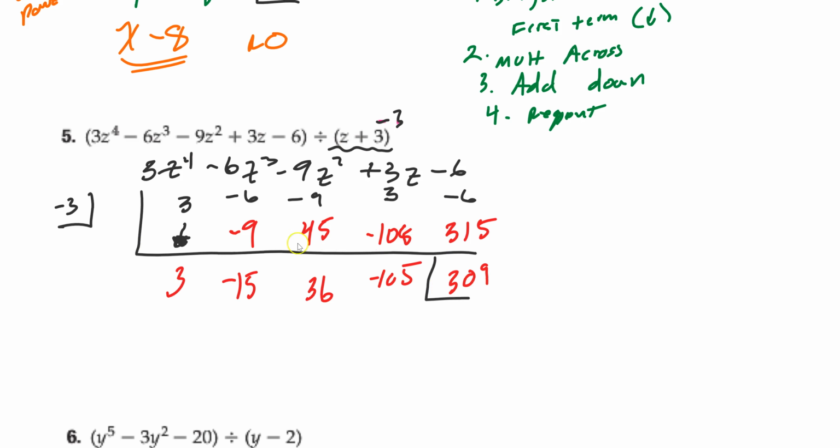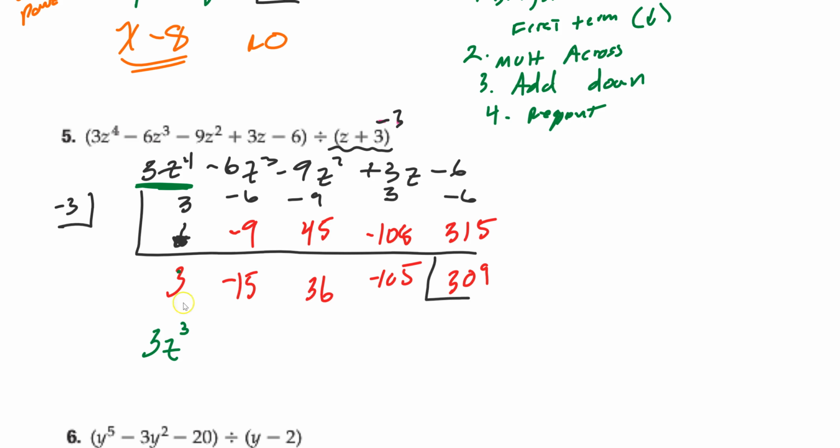So we have that. So again, just bring the first one down. Multiply across. Add down. A lot of people try to subtract. Just add. Easy operation. Multiply across. Add. Multiply across. Add. Now, remember the rule is it's always 1 power less. So this is x to the 4th, or z to the 4th, so the answer starts with 3z cubed.